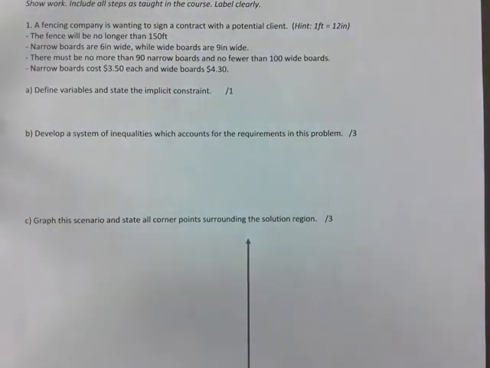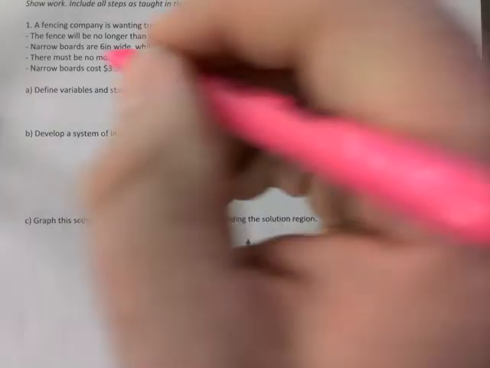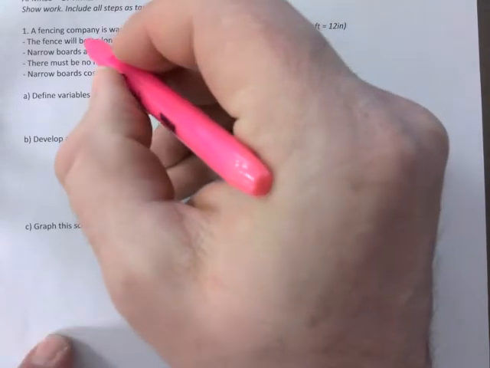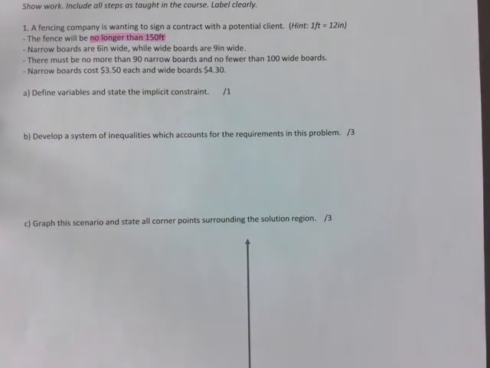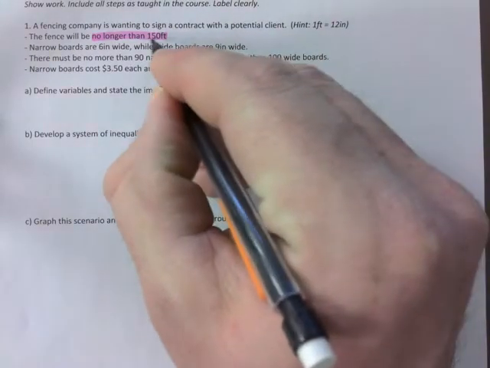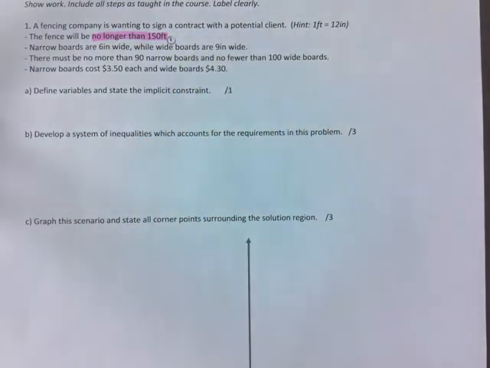Anyways, the fencing company is wanting to sign a contract with a potential client. The fence will be no longer than 150 feet. So that right there, it's an indication that there should be some kind of inequality with that one. So I'm going to write down, this is my first one here. I keep reading. Narrow boards are 6 inches wide. Wide boards are 9 inches wide. There is no inequality there.